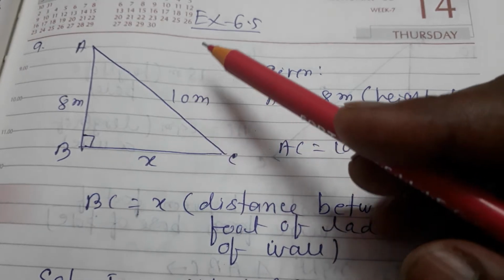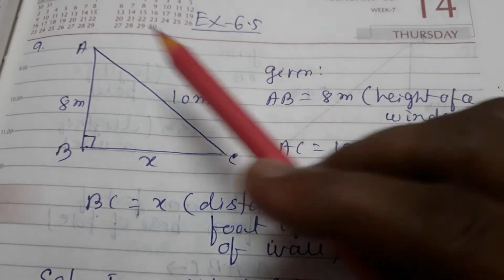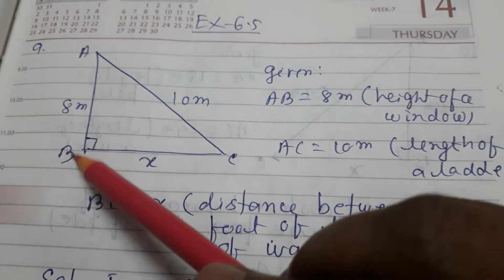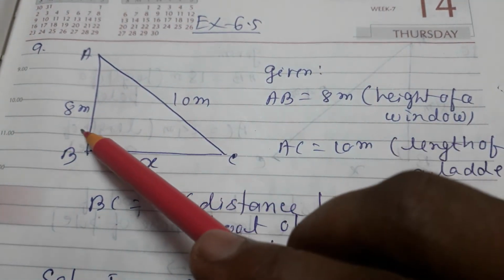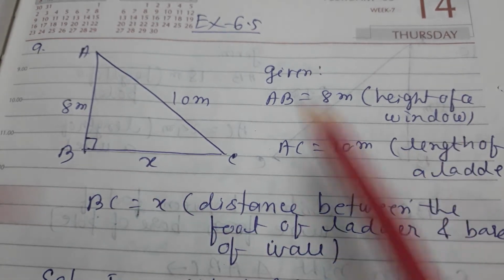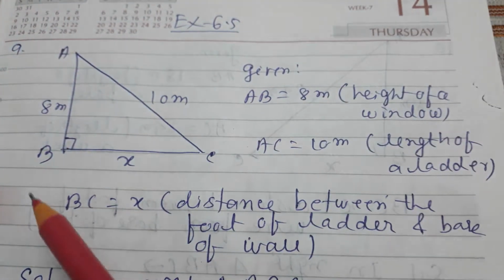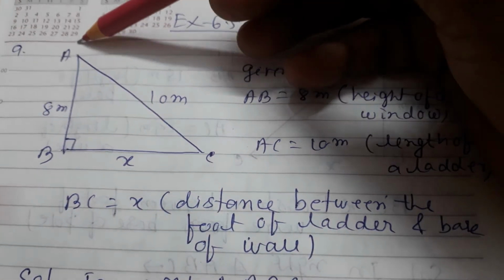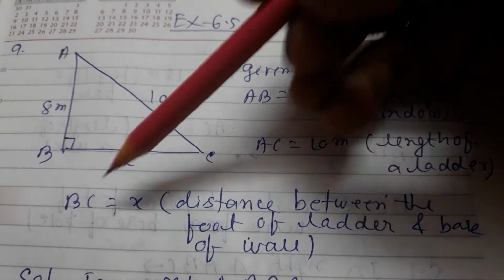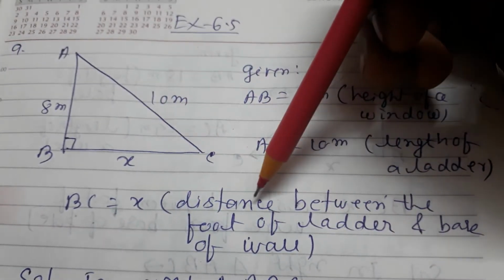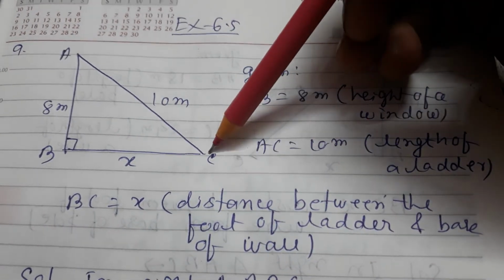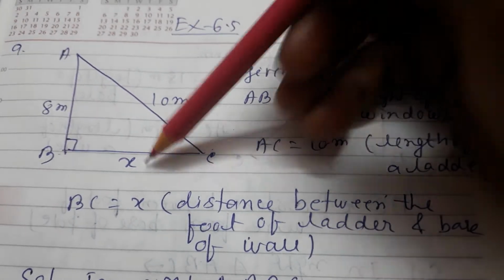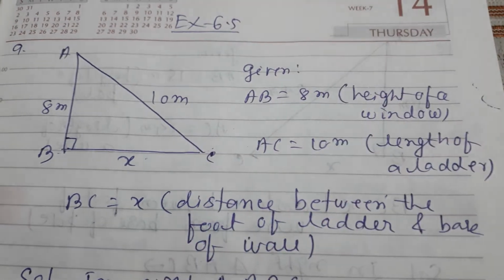Today I shall start exercise 6.5 question number 9. In the question it is given: AB is 8 meter, the height of a window, and AC equals the length of a ladder. A ladder is kept here, and BC equals X, that is the distance between the foot of the ladder and the base of the wall. Okay, and this is to be determined because it is X which is to be determined.